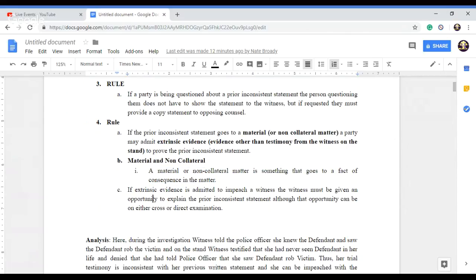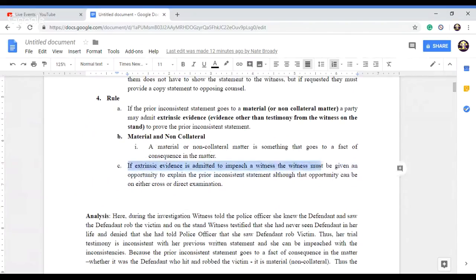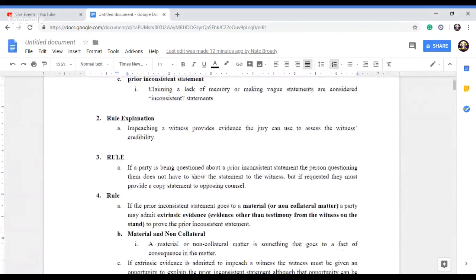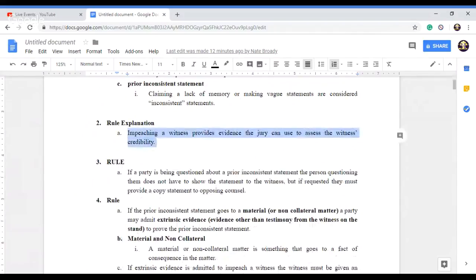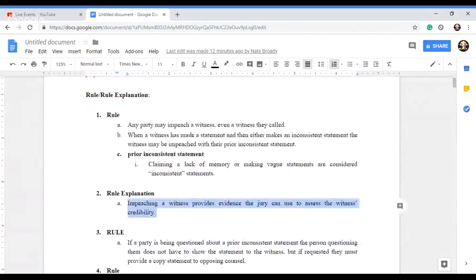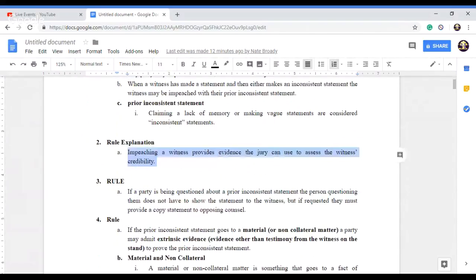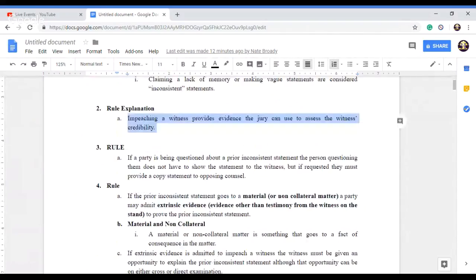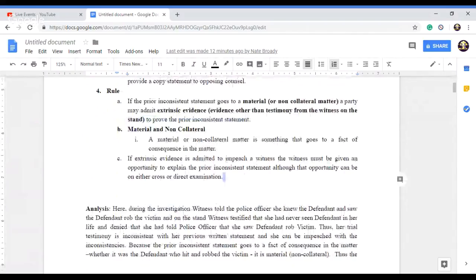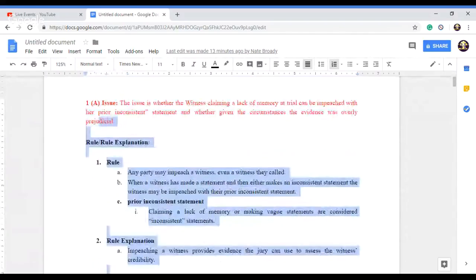And then the last piece of this rule: if extrinsic evidence is admitted to impeach, the witness must be given an opportunity to explain the prior inconsistent statement, although the opportunity can be on either cross or direct examination. So again, that's part of the process. But really the only piece of rule explanation we have is about impeaching a witness. We've looked through the rule, we see a couple of different pieces of it, and some terms that have been defined within it. This is what the professor has given us as a model rule that we should be using if the situation were to come up again, prior inconsistent statements and impeaching a witness based on them.